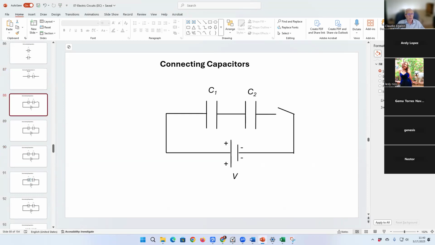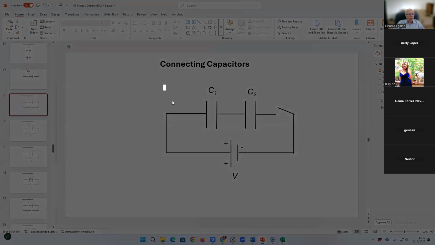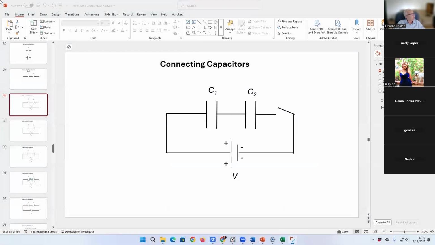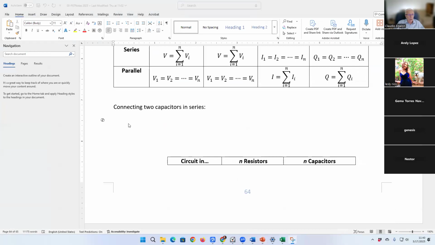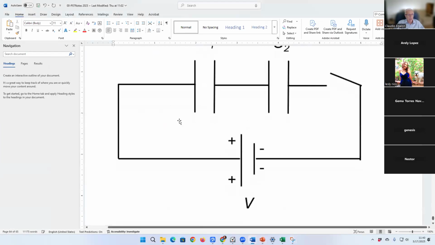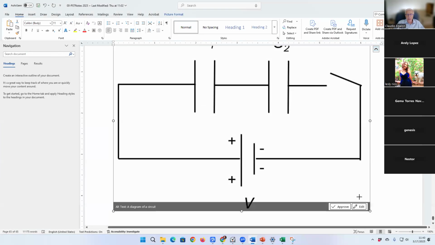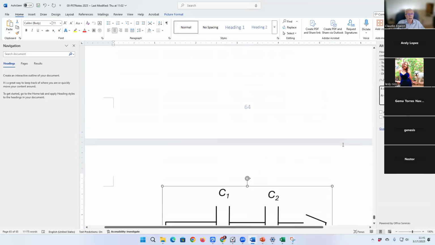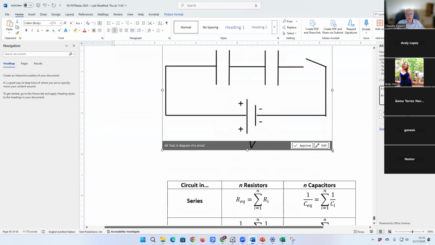Two capacitors in series connected to a battery. Connecting two capacitors in series to a battery. Right in here. The capacitors are originally discharged. Okay. Something like that. Originally discharged.